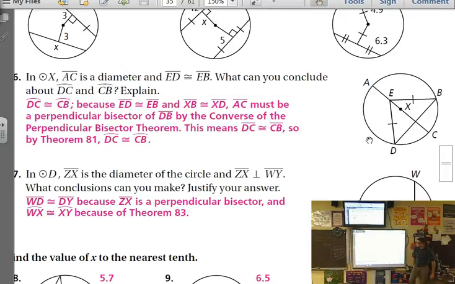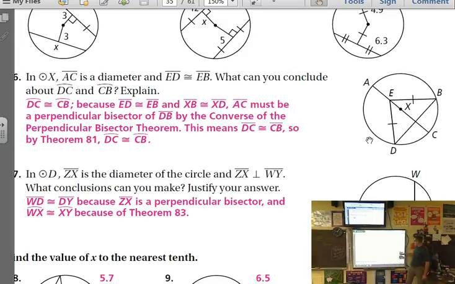In circle X, AC is a diameter, ED is congruent to EB, where's ED? Okay. And what can you conclude about arc DC, arc BC? I bet this is actually going to tie back to what we were just talking about. So, if I know that that's a diameter, and this is a chord, I don't know that they're perpendicular yet, so be careful with that.